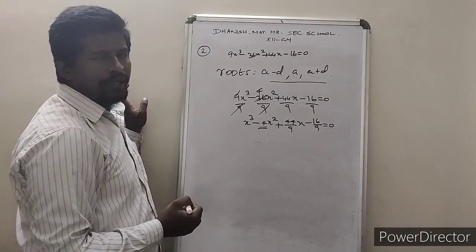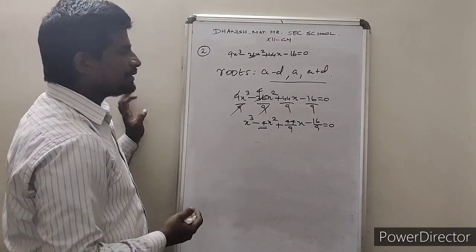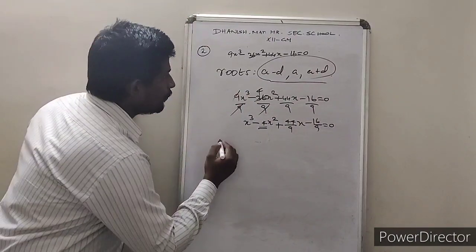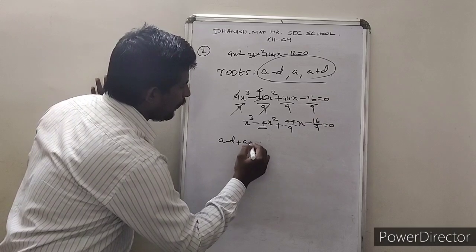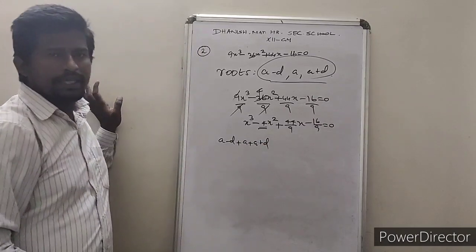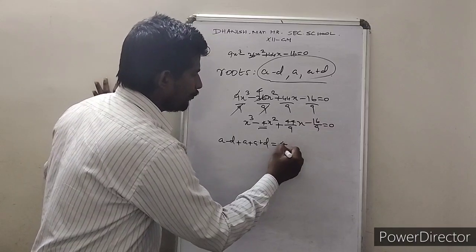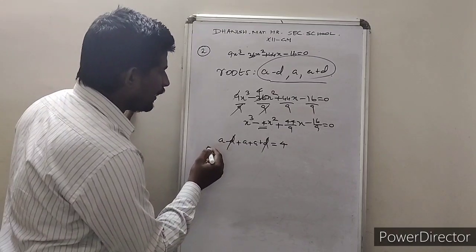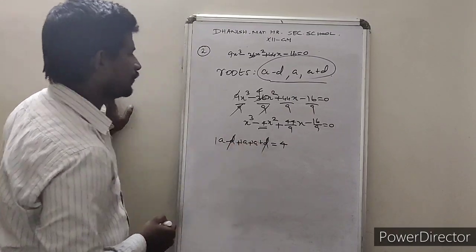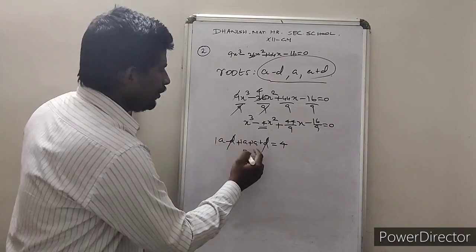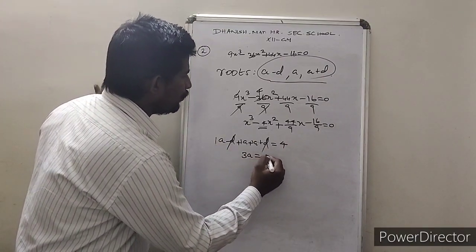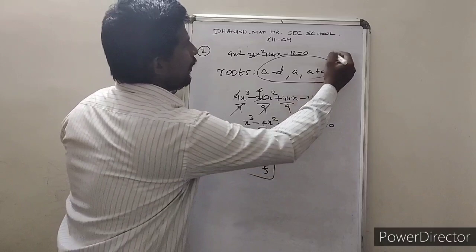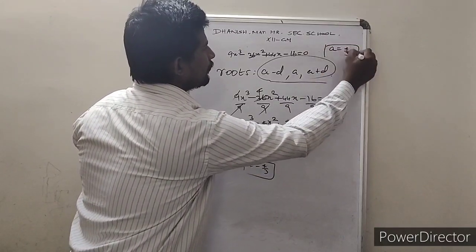This value is equal to the sum of the roots taken one at a time. So here our roots are a minus d, a, a plus d. So a minus d plus a plus a plus d, that is the sum of the roots taken one at a time, equal to 4. These terms will get cancelled. Then here we are having 3a. 3a equal to 4. a equal to 4 by 3. Here we got our a. a equal to 4 by 3.